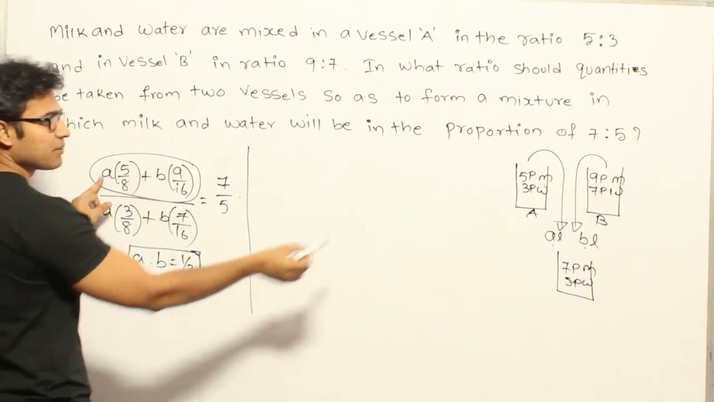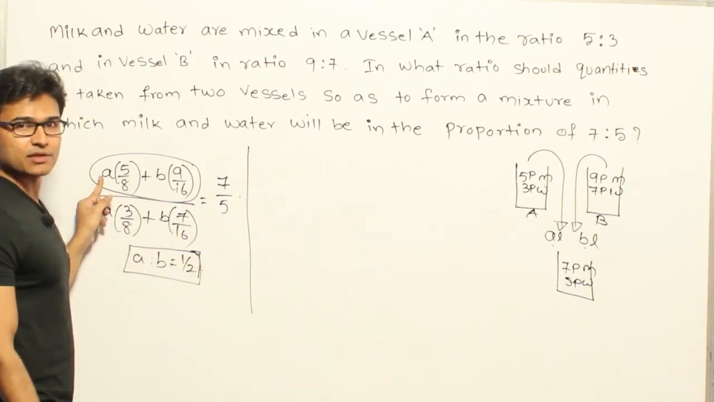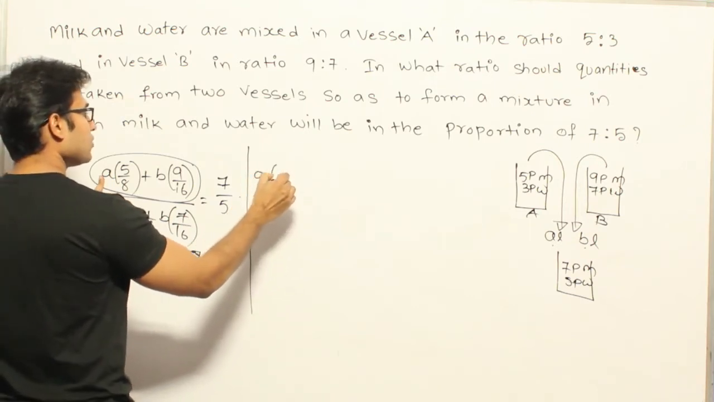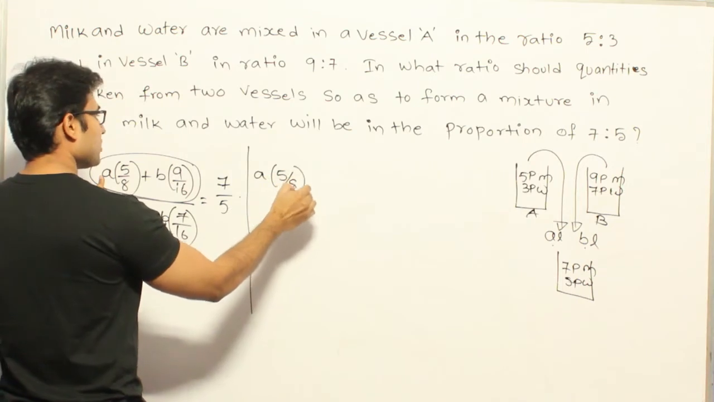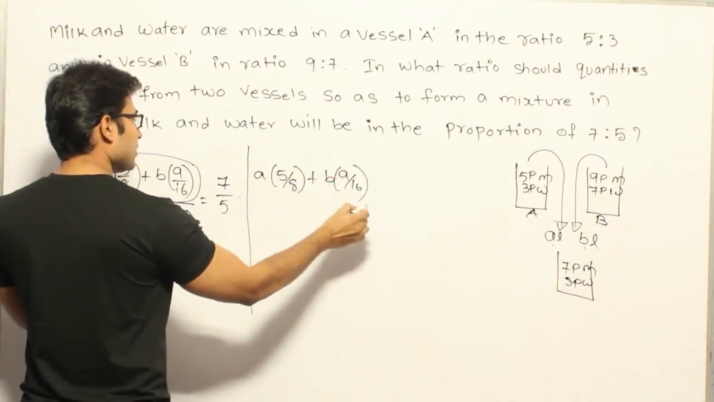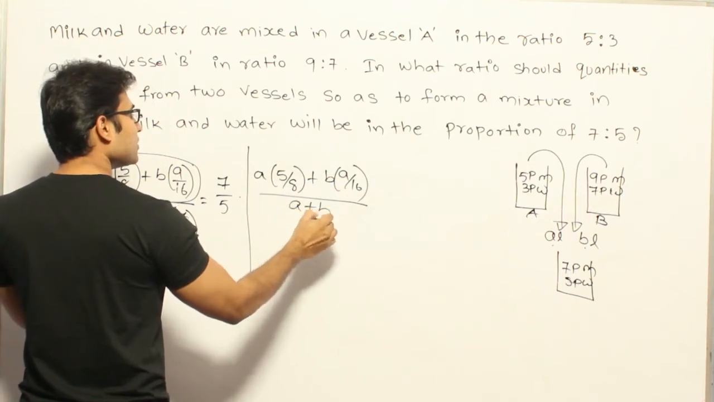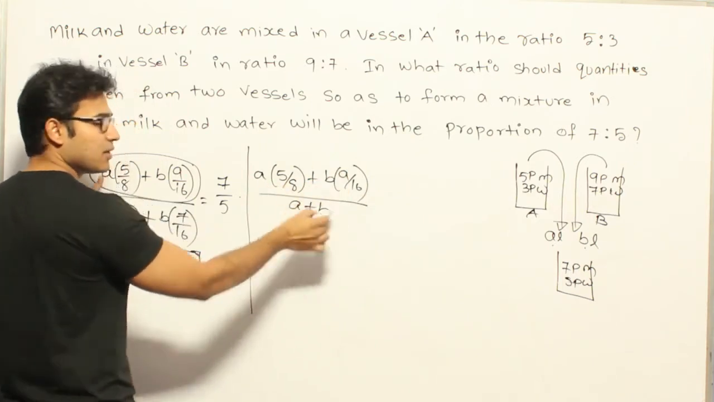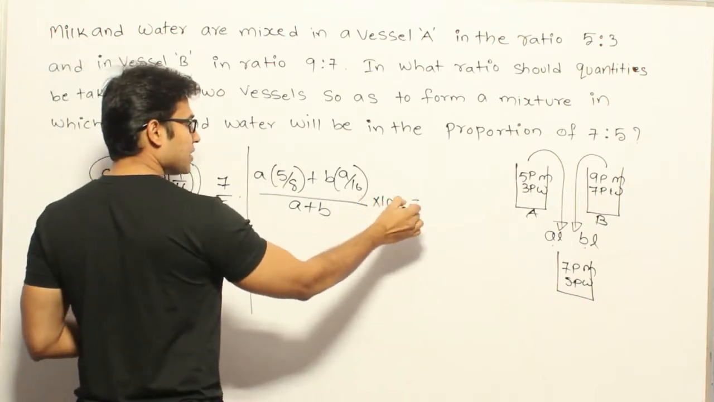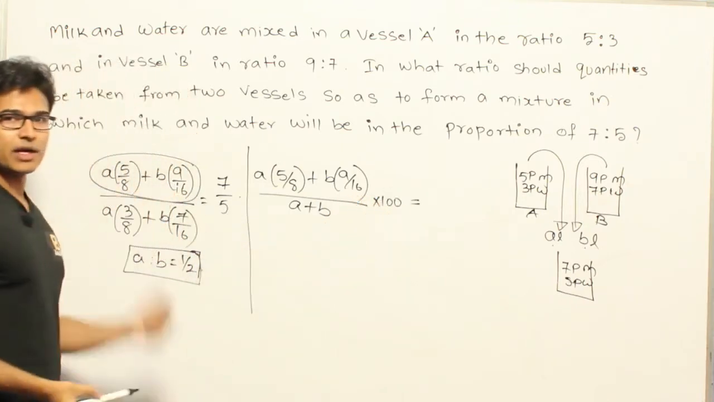The percentage of milk that is going to be present in the final container, or in the final mixture, is going to be A into 5/8 plus B into 9/16 divided by A plus B, which means the amount of milk divided by the total quantity of mixture into 100. So this is the percentage of milk present in the container.